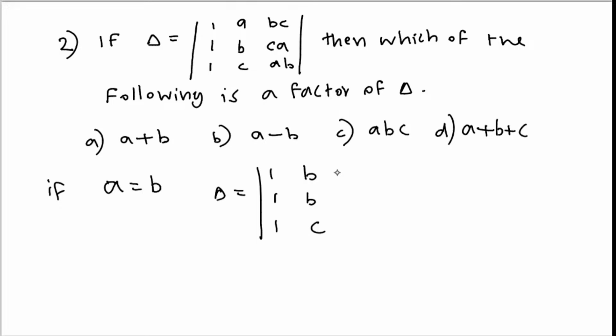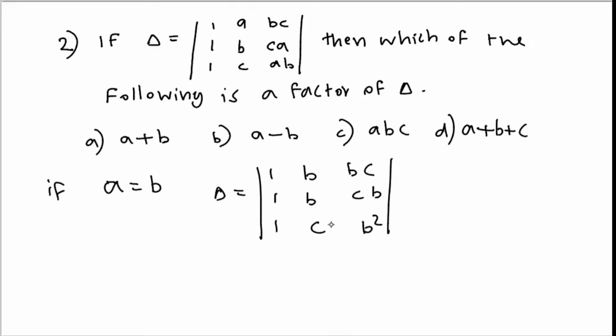Then the third column, BC, then CA. In case of A, we need to substitute B. So CB. Again, in case of AB, we can say it's B square. A is substituted with B.